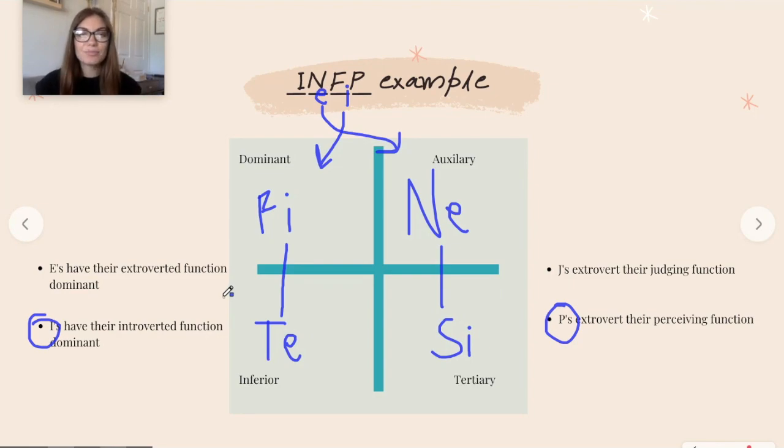So for the INFP, they've got introverted feeling dominant, then they've got extroverted intuition as their auxiliary, then they've got introverted sensing as tertiary, and extroverted thinking as inferior. And once again, in the next video, we'll talk about exactly how these come into play. Okay, nice. Let's try another one.